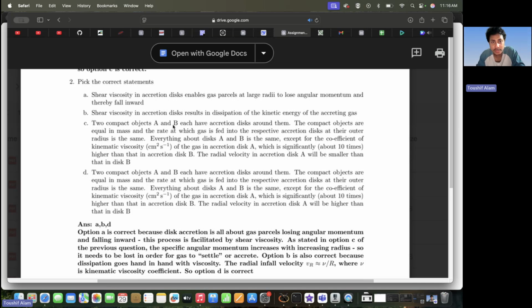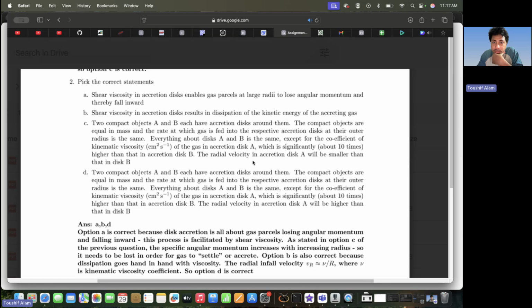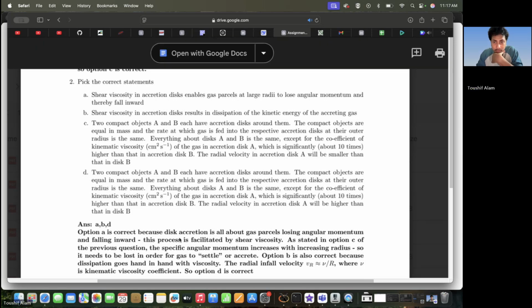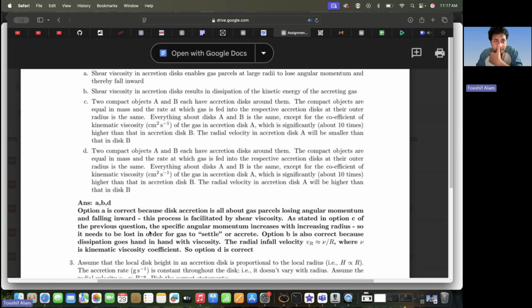Let's see. Two compact objects A and B have accretion disks around them. The compact objects are equal in mass, and the rate at which gas feeds into the respective accretion disk at the outer radius is the same. If the coefficient of kinematic viscosity of the gas in A is significantly higher than in B, which statement is correct? I studied option C in the previous question.